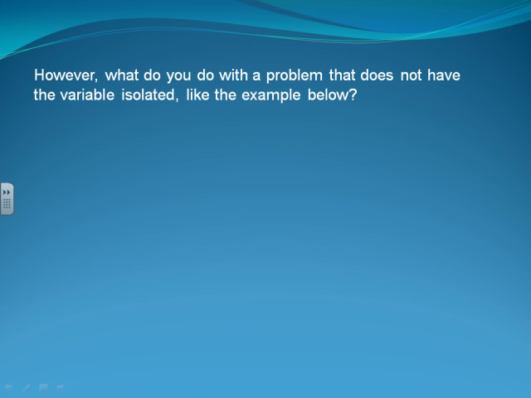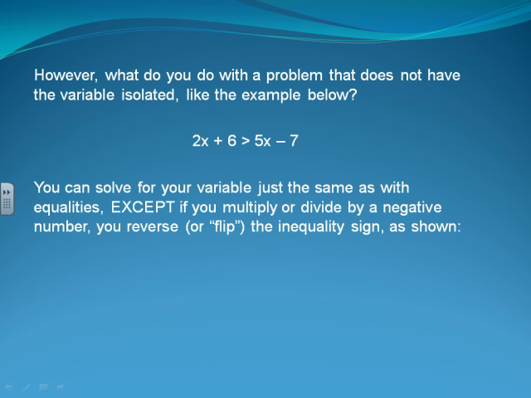However, what do you do with a problem that does not have the variable isolated, like this example? 2x plus 6 is greater than 5x minus 7. At this point, you couldn't just draw a number line and represent all the x's that make that true because you haven't solved for x. You don't know what number x is referred to. So what we're going to have to do for this problem is this.